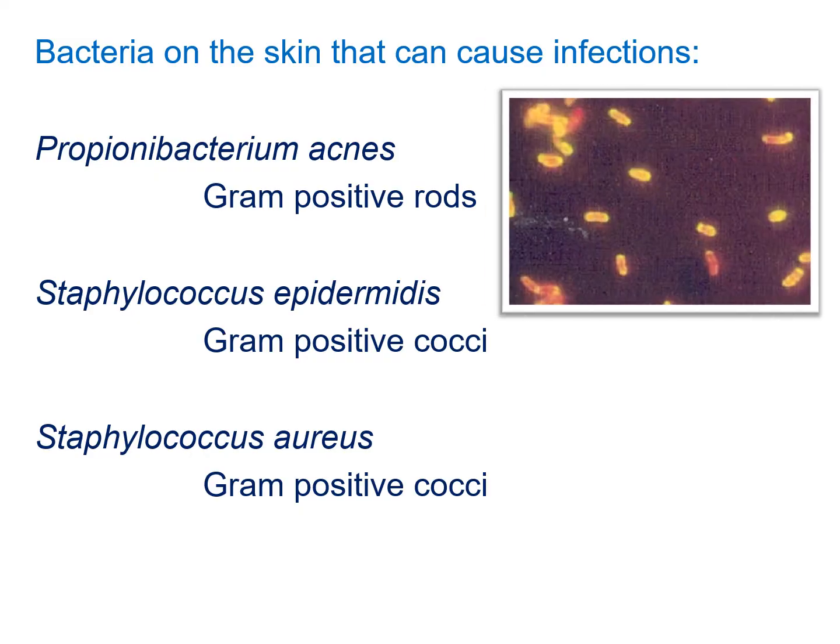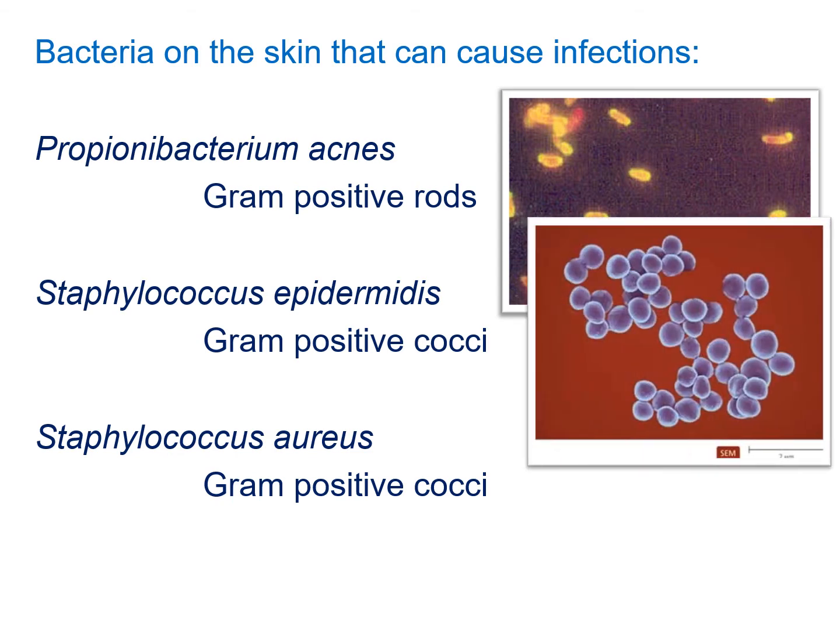So on the surface of the skin, we have a community, a little ecosystem of bacteria, and there are quite a few that can potentially cause problems. So we have the Propionibacterium acnes, which, as you might guess, is one of the bacteria that causes acne. It's one of the most common causes of acne, and it is a gram-positive rod. And then we have a couple of Staphylococcus species that we've talked about already. Remember, Staphylococcus means that they grow as little spheres and they're clumped together.